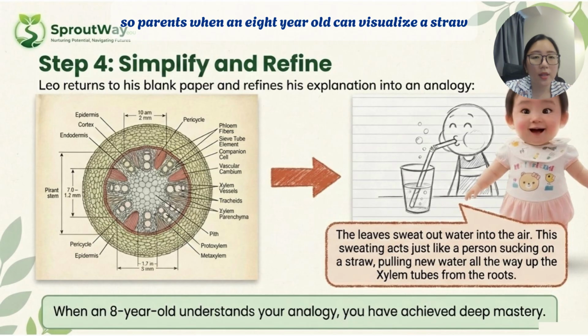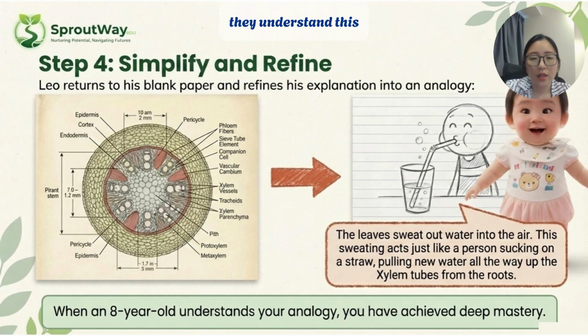So parents, when an 8-year-old can visualize a straw, they understand this. They don't just know the word transpiration, they see the mechanism. And that analogy will stay with them forever. That is the most important mastery.